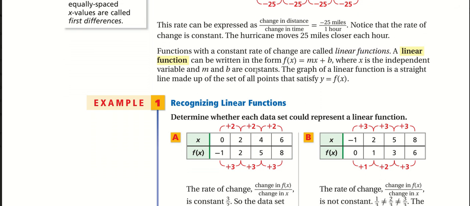A linear function can be written in this form. You're used to seeing y equals mx plus b. Well, in intermediate algebra, we're going to consider y as a function. So we're going to write it as f of x equals mx plus b, where x is the independent variable, m and b are constants. The graph of a linear function is a straight line made up of all of the set of points that satisfy the equation.